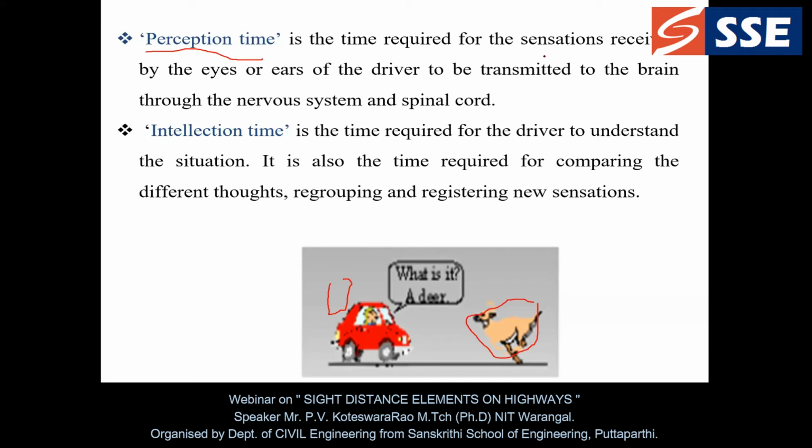If it is a moving object towards you, then you need to react very quickly. If it is a moving object away from you, then you can take some time. And if it is a stationary object, then we need to react quickly also. Based on these conditions, one has to react. That we call the intellection. Intellection is nothing but different thoughts, regrouping, registering the new sensations. The time required for all of these we call the intellection.